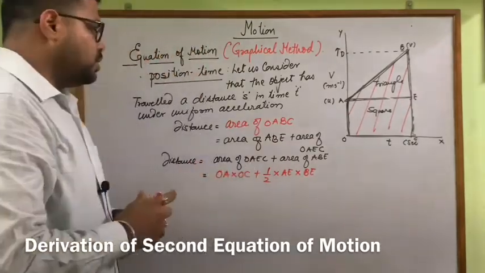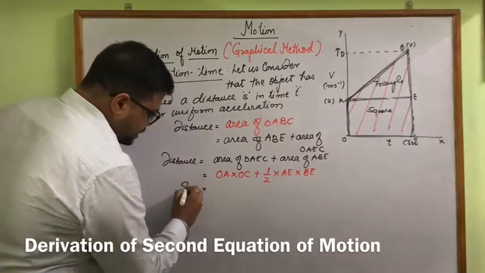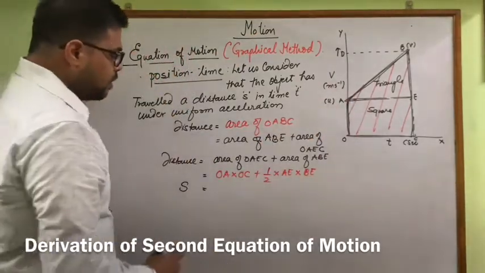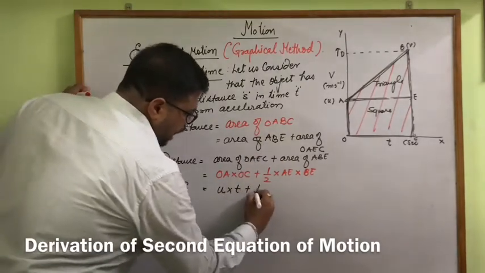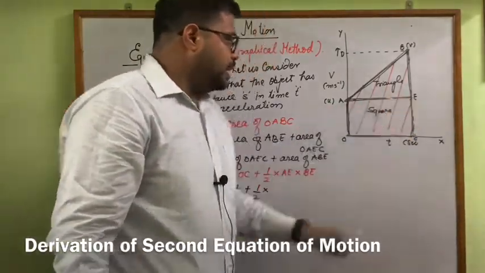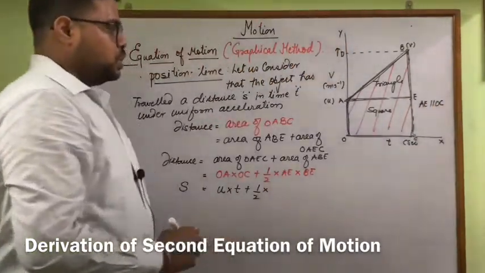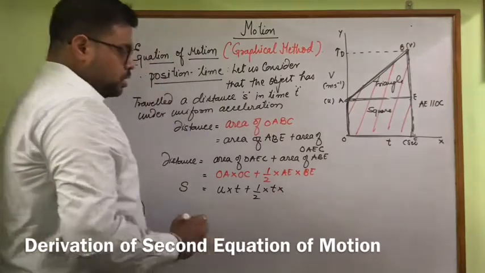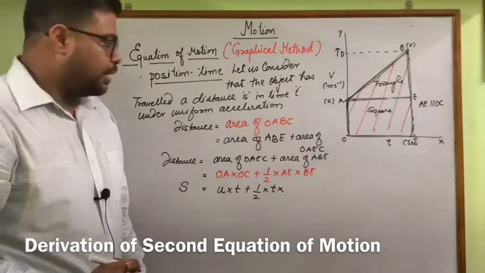Now here we can write the distance as OA, which we already described is the initial velocity, and C, it is a time interval, plus half AE. What is AE? Again, AE is parallel to OC, so definitely we can write T, the time interval. And what about BE? The change in velocity, definitely.